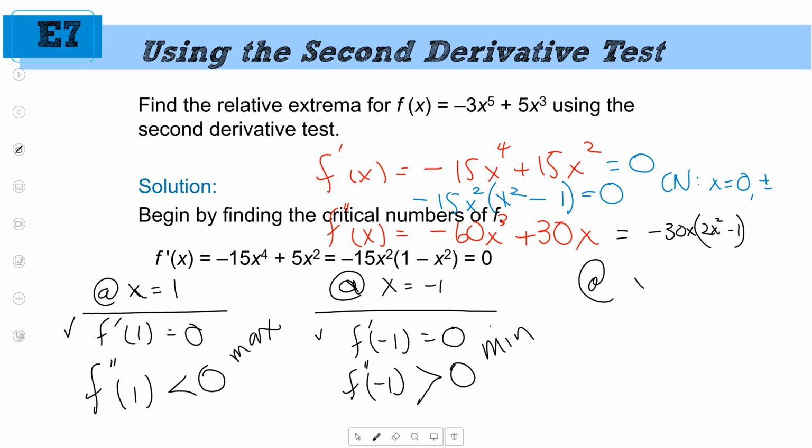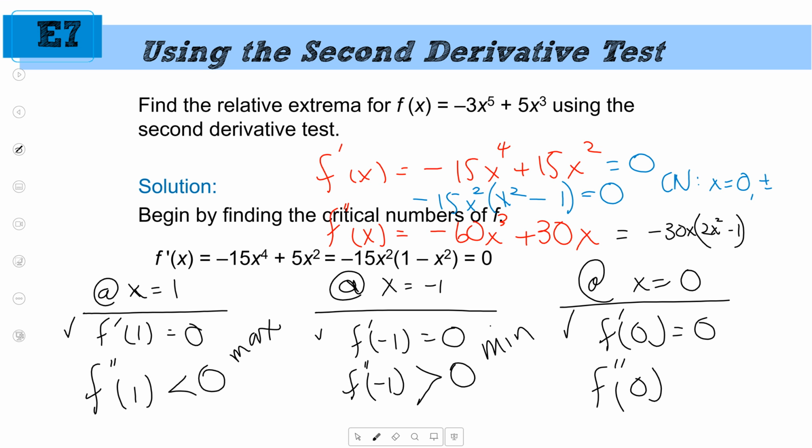And then lastly, at x equals 0, f prime of 0 is equal to 0. We knew that already. It's a critical number. F double prime of 0. Uh-oh. F double prime of 0 is equal to 0. Can't use the second derivative test. Why the heck did we do all this work when that doesn't work? I don't know. That's why I'm going to stay with the first derivative test unless some melonhead tells you to use the second derivative test.